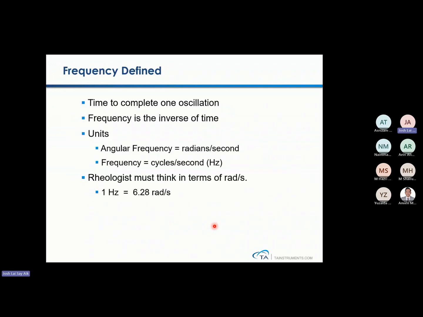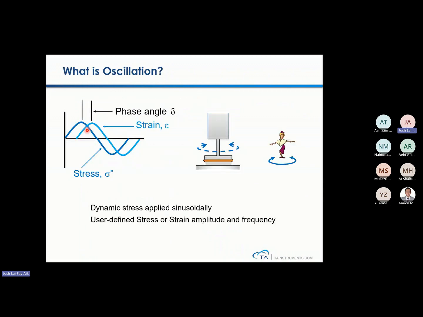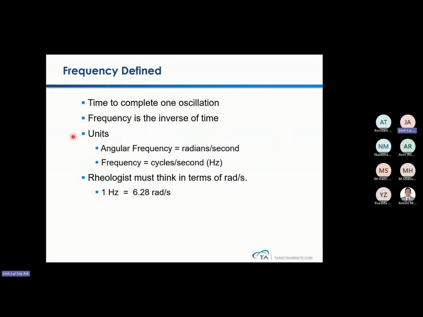So what is a frequency? A frequency is the time to complete one oscillation. This is considered one. Typically it is governed by radians per second or hertz. You can choose either one to control. 1 hertz is equal to 6.28 radians per second. To be more accurate, you always need to control in radians per second.